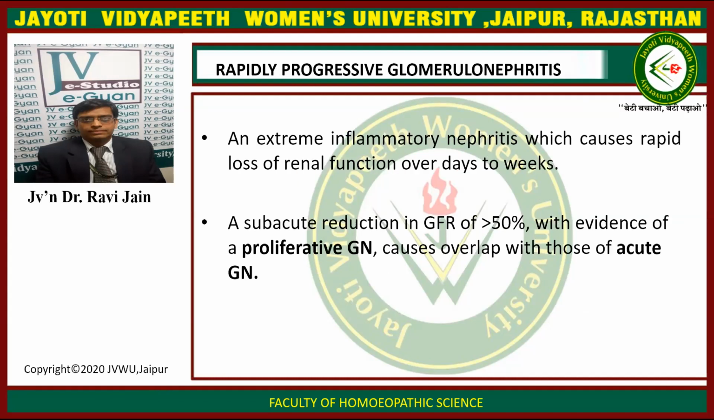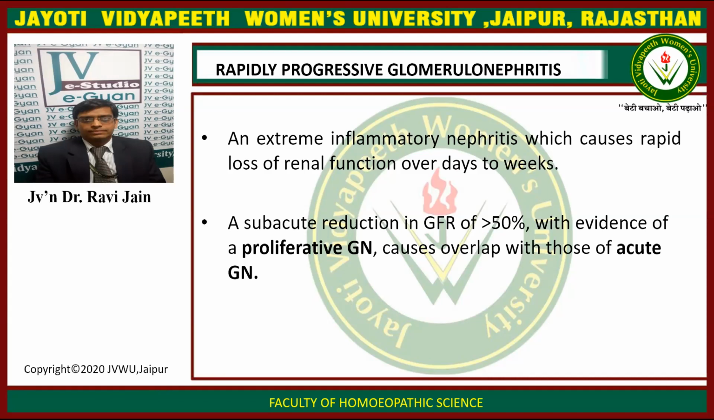Next, we come to rapidly progressive glomerulonephritis. Rapidly progressive, as the name suggests, is progressing rapidly. It is an extreme inflammatory nephritis which causes rapid loss of renal function over days to weeks.